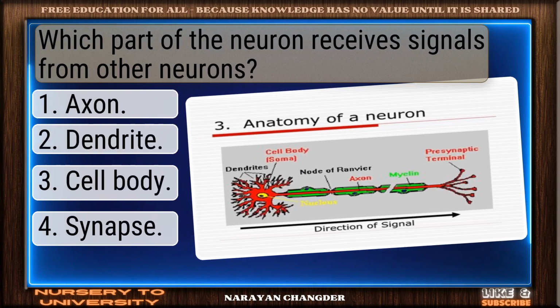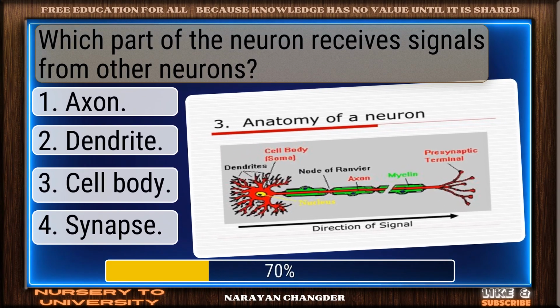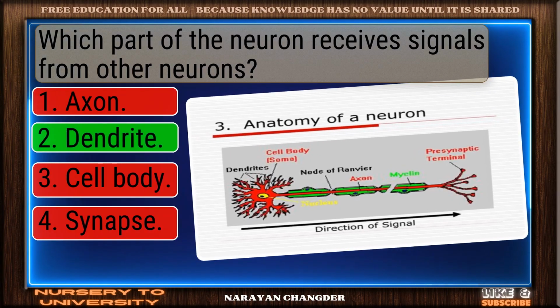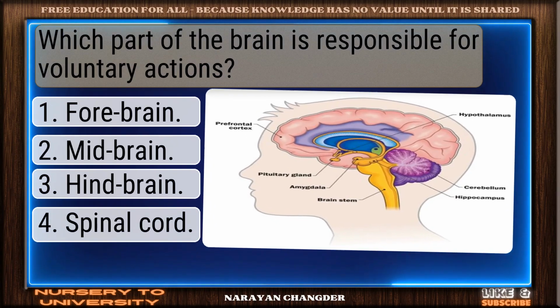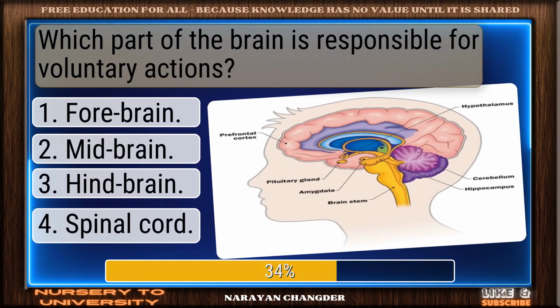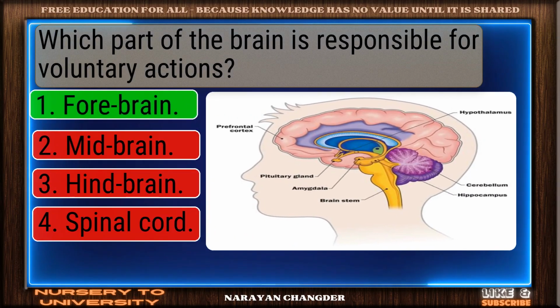Which part of the neuron receives signals from other neurons? Nicely done. Dendrite is solid. Which part of the brain is responsible for voluntary actions? Nice selection. Forebrain is correct.